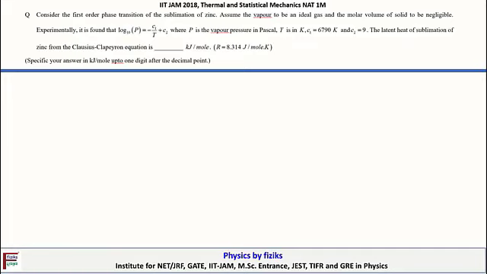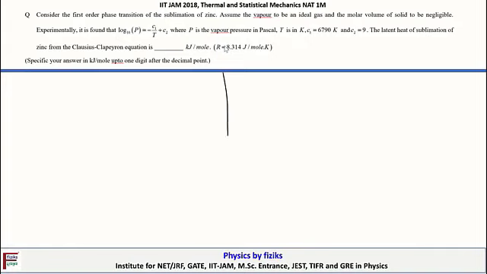Experimentally it's found that, so we are given an equation which is satisfied by this system during phase transition. So log P is equal to minus C1 by T plus C2, where P is the vapor pressure in Pascal, T is in Kelvin, and the values of constants C1 and C2 are given to us. The latent heat of sublimation of zinc from the Clausius-Clapeyron equation is... So we have to make use of the Clausius-Clapeyron equation for this system, and let's see how we can solve this problem.